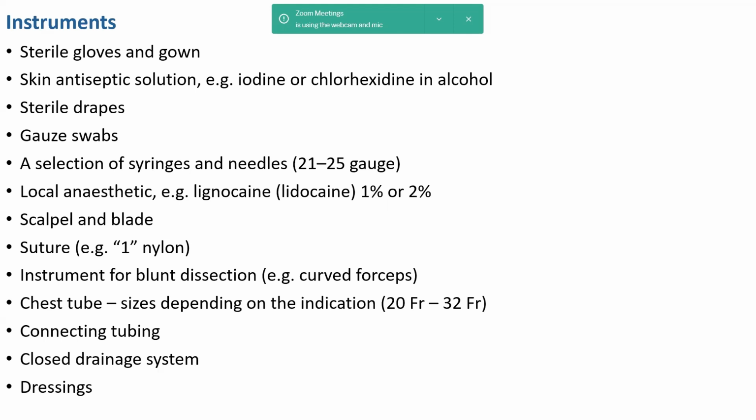correct size of the chest tube depending, again, on the indication. So for pneumothorax, actually we can use the small tubes such as 20, even 24 might be adequate. But if it is a large empyema or pneumothorax, you might have to even use a 28 or 32 tube, and connecting tubing system and drainage system, all these things.